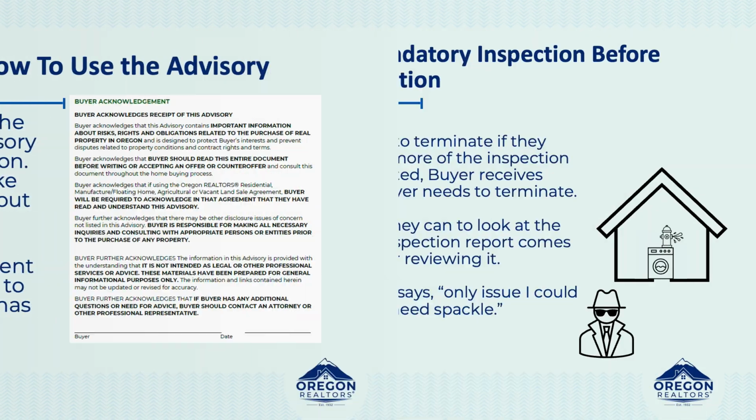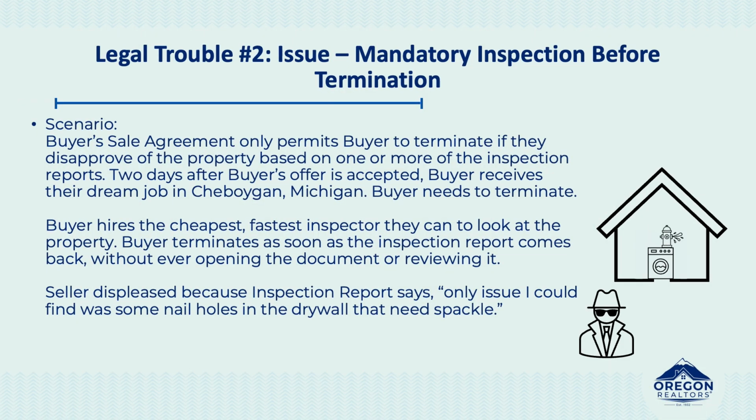Now, issue 2 is mandatory inspections before you can terminate. Some contracts will require that you have an inspection before you're allowed to terminate. For example, a sales agreement only permits the buyer to terminate if they disapprove of the property based upon 1 or more inspection reports. 2 days after the buyer's offer is accepted, the buyer gets their dream job in Sheboygan, Michigan, and they just need to terminate. They're moving to Michigan. They don't want to be here anymore.